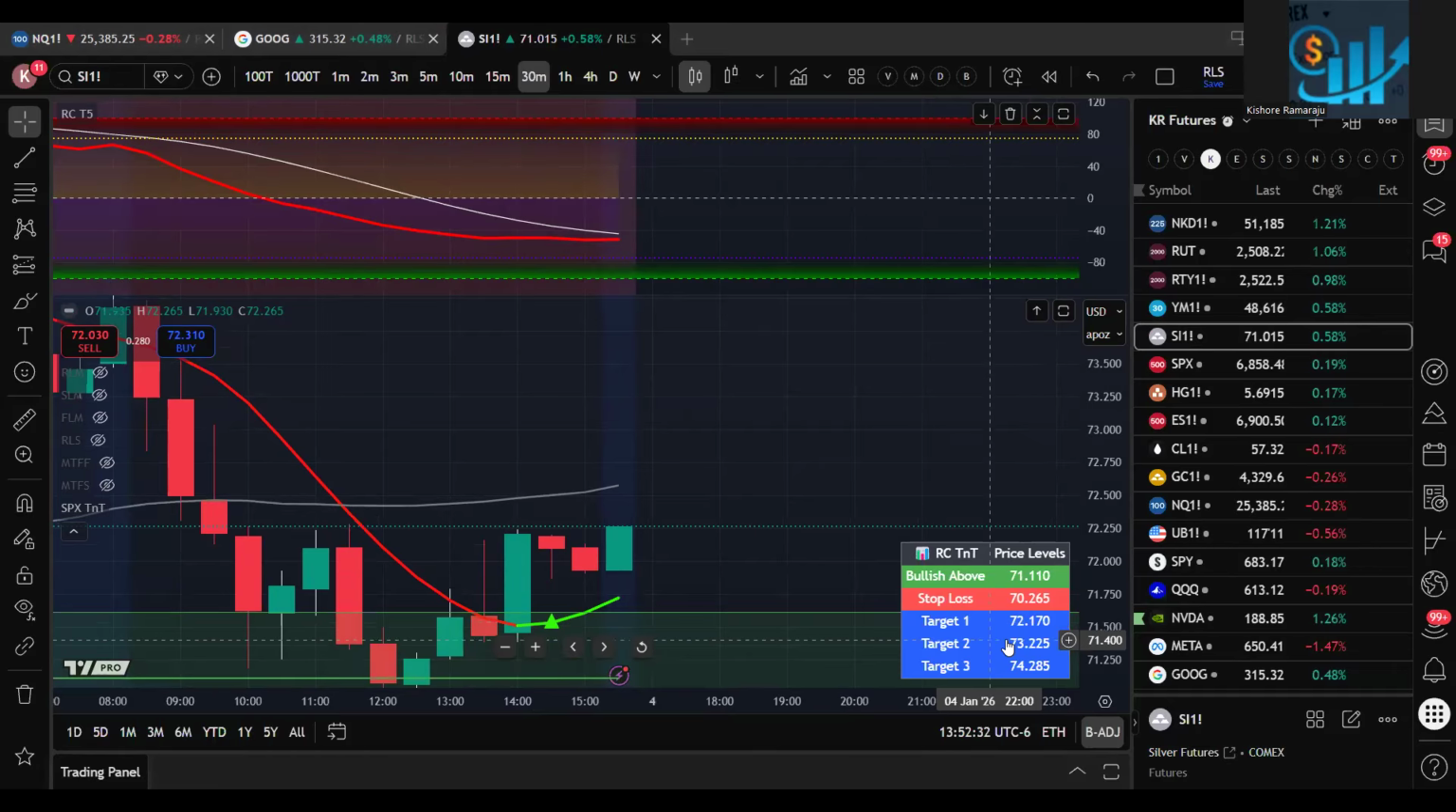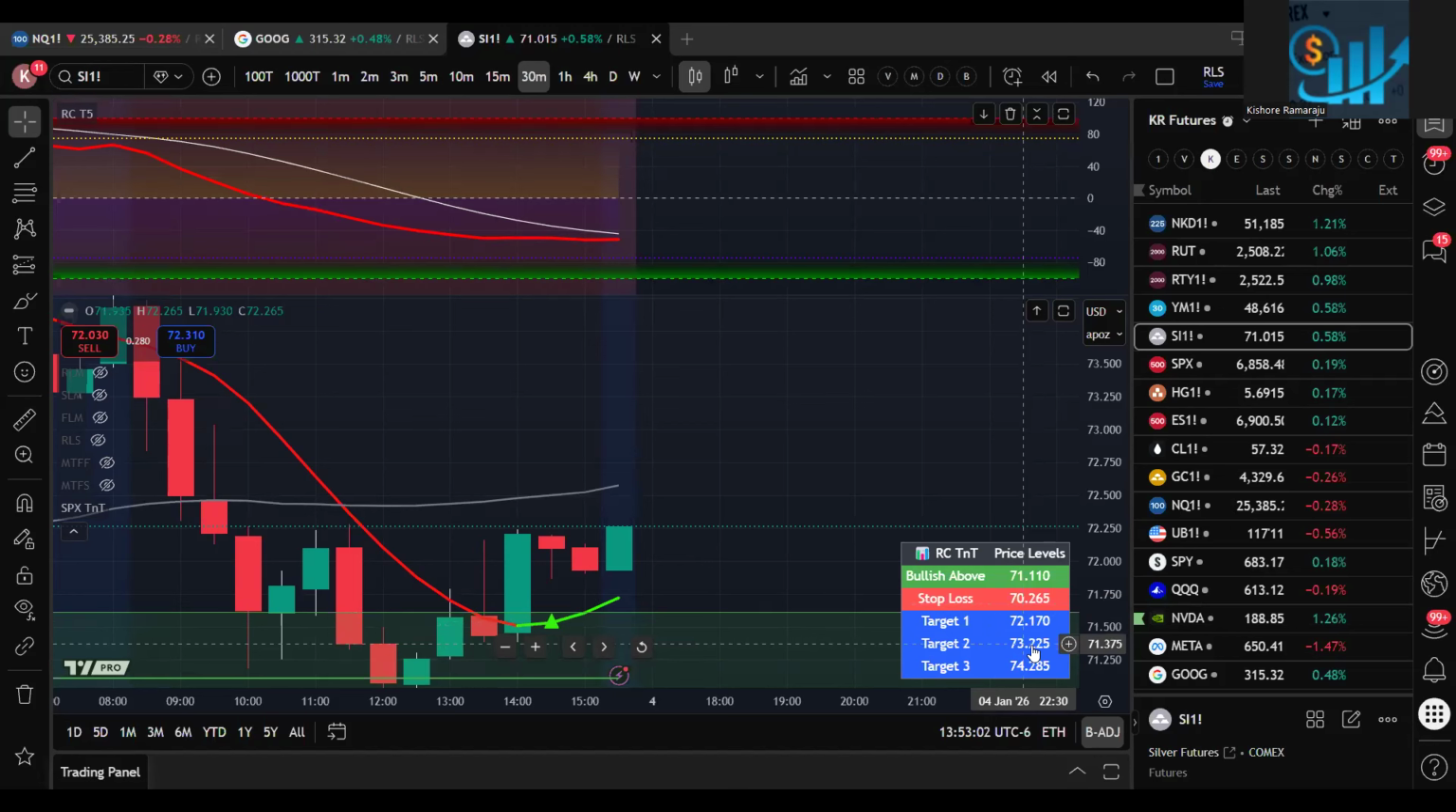If you are more of a swing trader, you don't want to keep watching the chart, you don't want to do day trading or scalping, you want to hold it for a day or two, then this is the indicator for you. So you have to use 30 minutes time frame, and whenever you see that it is bullish above, that is where you buy it, and then you put your target here 72 and 73, or minimum you can go until 73 is your target, stop loss is 70.